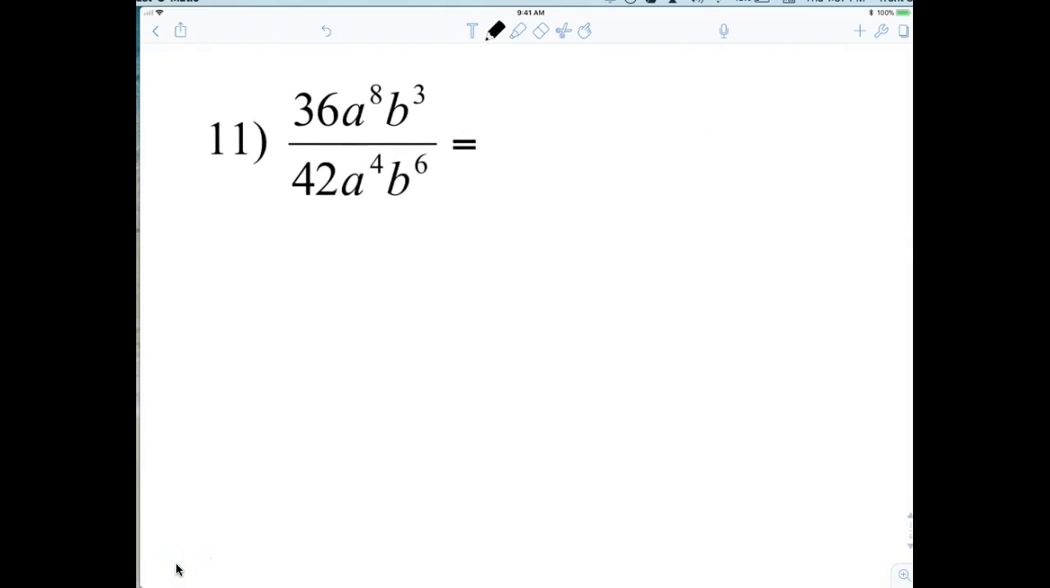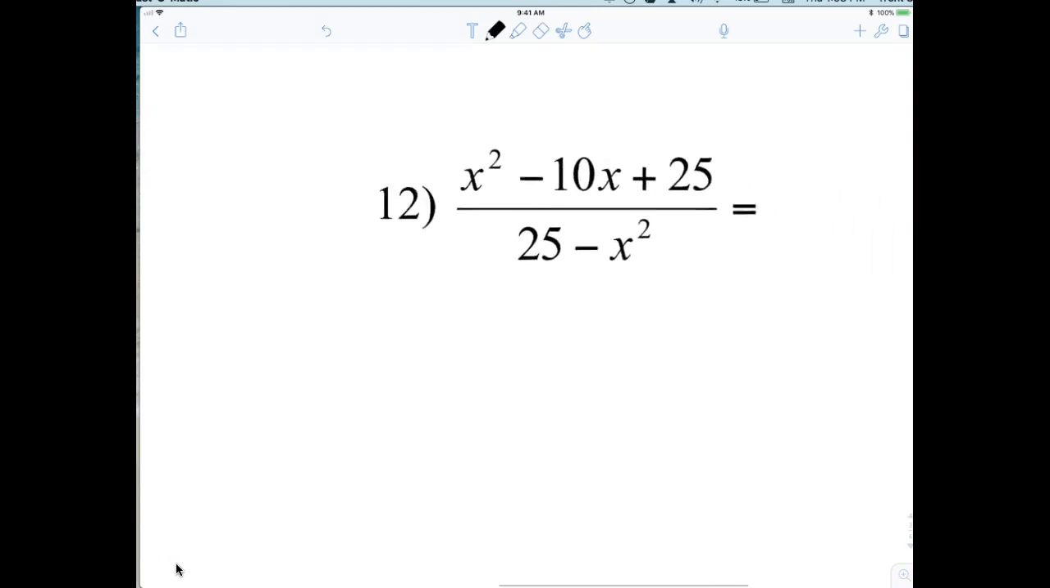Everybody should find number 11 really easy. Remember I always said reduce the numbers first, so I can divide by 6, and I end up with the fraction 6/7. Then it would be a to the 4th, and b to the 3rd would be on the denominator. Anybody have any issues with that? Any issues? All right, good. That's how we can do it quickly.